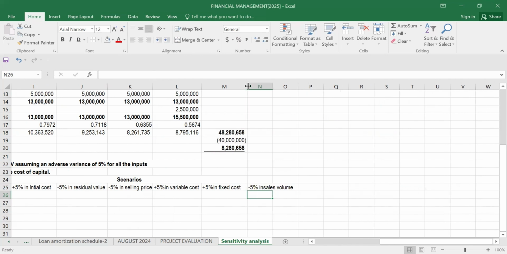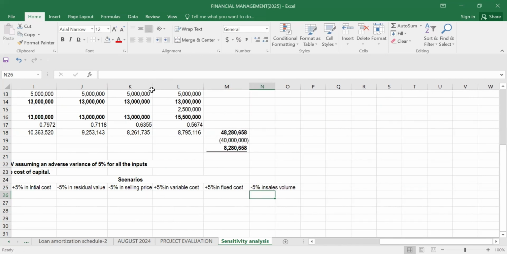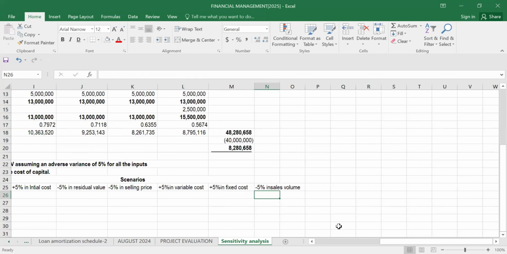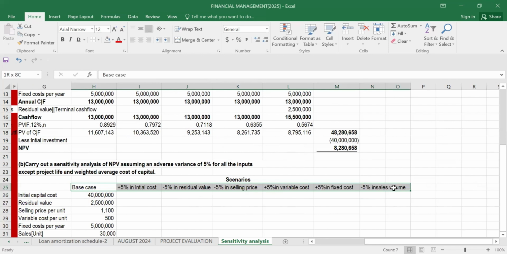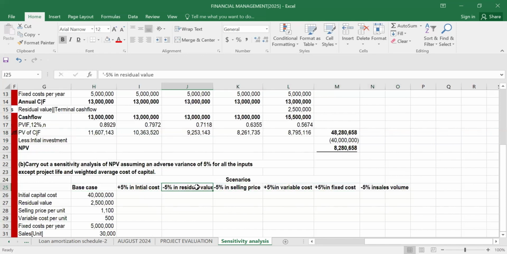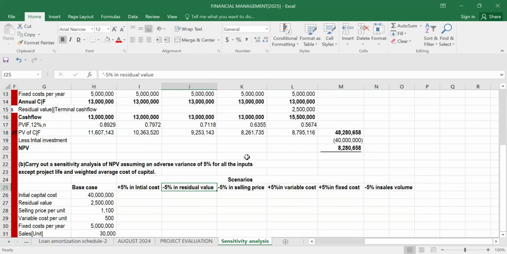Okay. So basically, we are going to compute now the NPV under all those scenarios. I hope you can see now the scenarios which we have. We have a number of them: a 5% increase in initial cost, 5% decrease in residual value, 5% decrease in selling price, 5% increase in variable cost, 5% increase in fixed cost, and 5% decrease in sales volume. Those are our possible scenarios, and we compute the NPV under those various scenarios here.